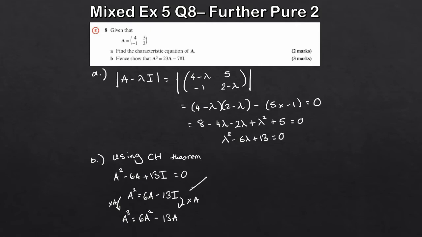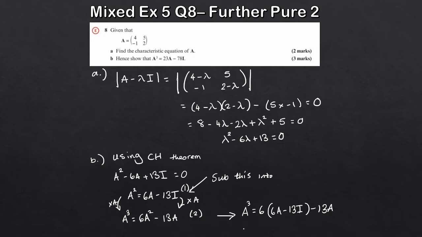So sub this into, we'll call it equation 2 here. So that's equation 2. So we're going to sub equation 1 here into equation 2. So what will that give us? That'll give us A cubed is equal to 6 lots of A squared, and A squared is 6A minus 13I. So 6A minus 13I. And then we've got minus 13A at the end here. So just make sure you don't forget this, otherwise you're going to get something slightly different to what they want.